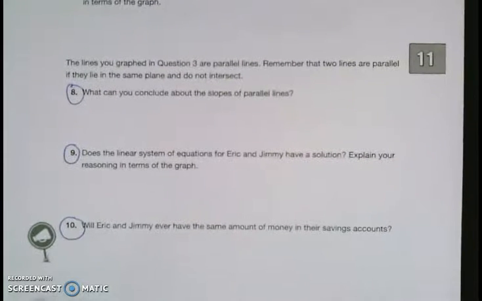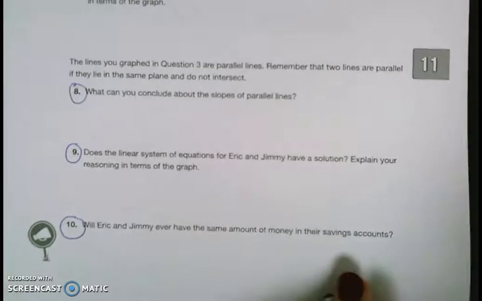After you write that, I need you to do 8, 9, and 10 on your own. You're going to be expected to show those tomorrow in class. So circle 8, 9, and 10.